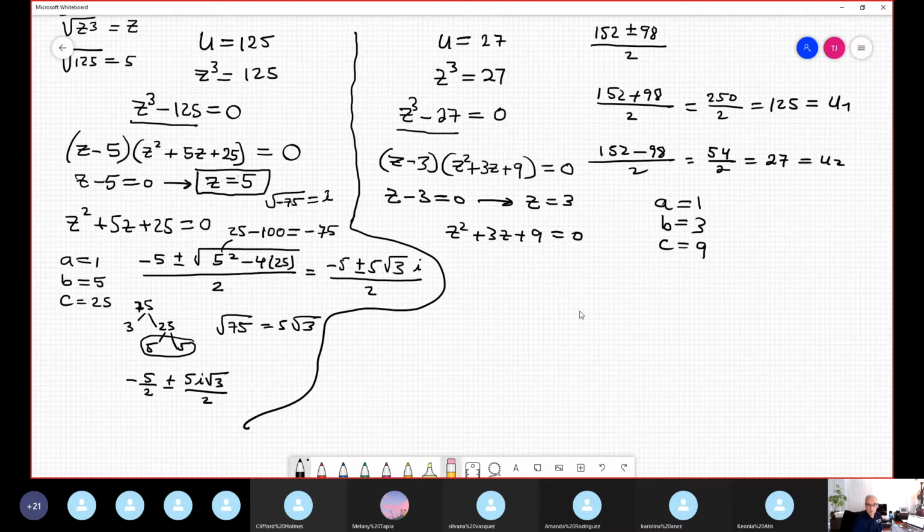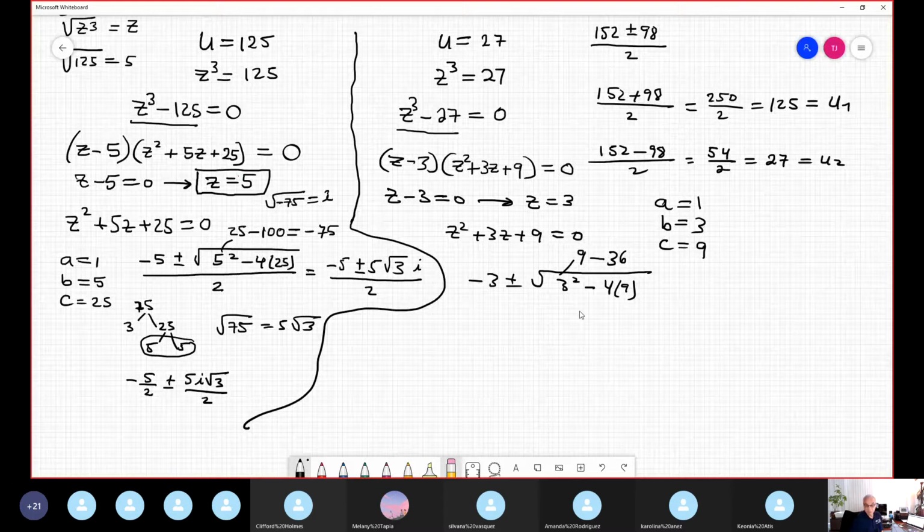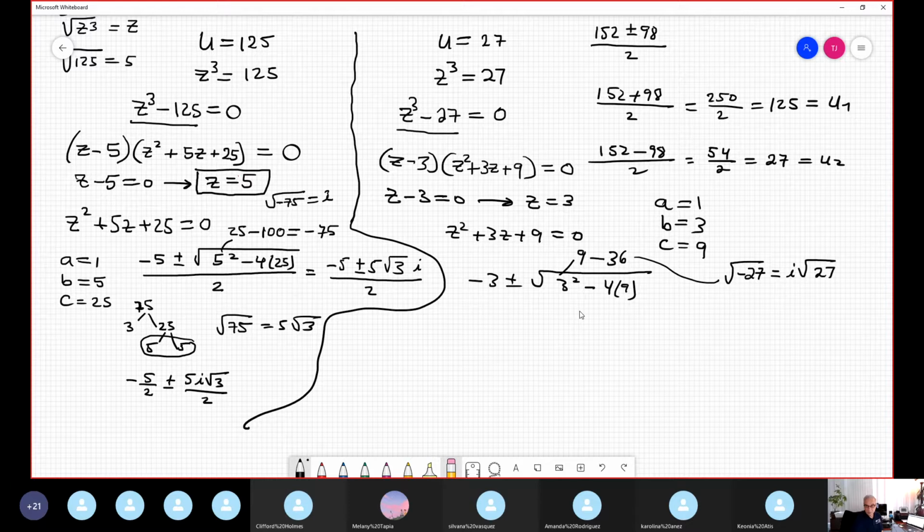Okay, so it's minus 3 plus or minus the square root of 3 squared, which is 9, minus 4 multiplied by 1, multiplied by 9. This is 9, and this is 36. And 9 minus 36 is negative 27. It's the square root of negative 27, which is i times the square root of positive 27.